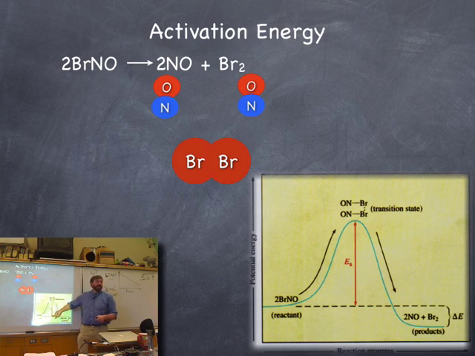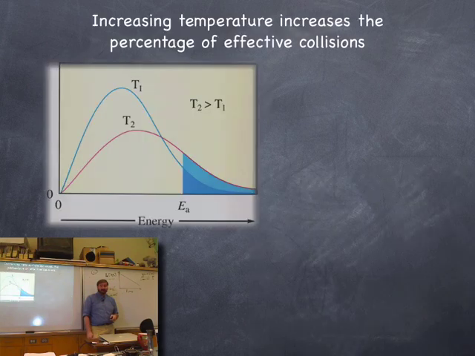How much energy do the reactants need? How much energy does the collision have to supply to form that transition state? Okay? The greater the activation energy, the less likely any one collision is to be effective to form a chemical reaction. The temperature changes the percentage of collisions that are effective, that form a reaction.